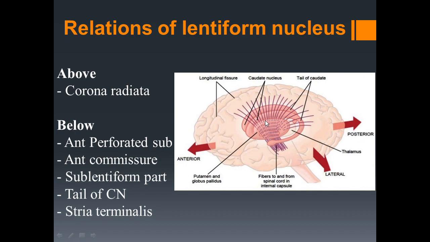So superiorly, the lentiform nucleus is related to the corona radiata and inferiorly it is related to the anterior perforated substance, then anterior commissure, then sublentiform part of internal capsule, tail of the caudate nucleus, this is the tail of the caudate nucleus, and stria terminalis. Stria terminalis are the projection fibers from the amygdaloid body. So these are the relations of lentiform nucleus.